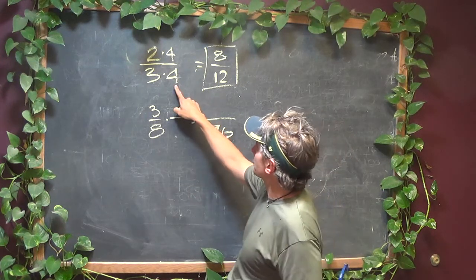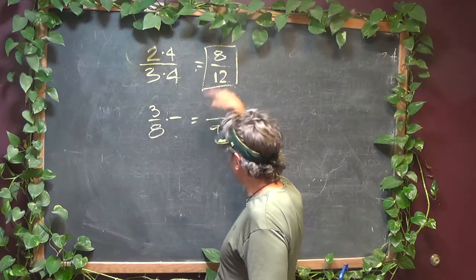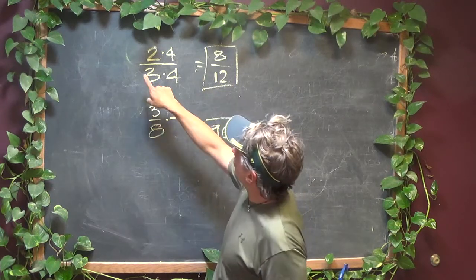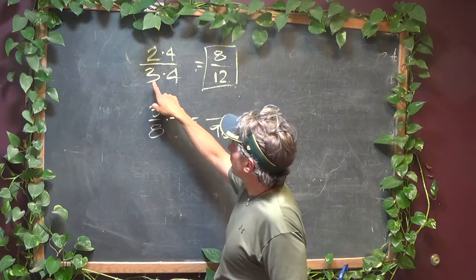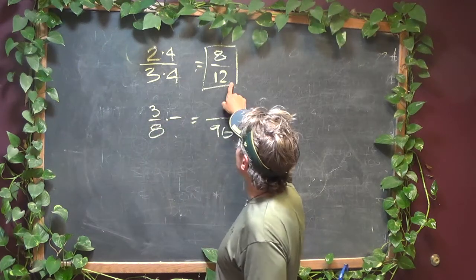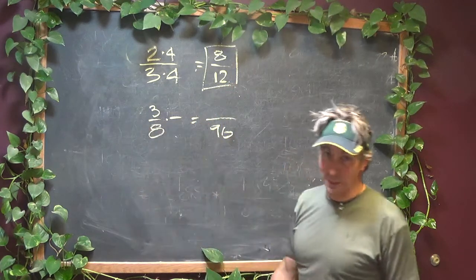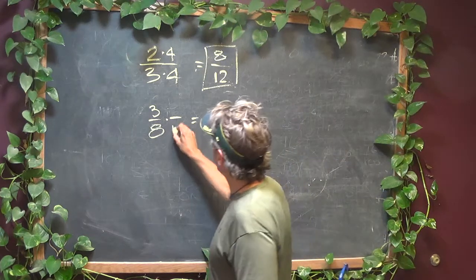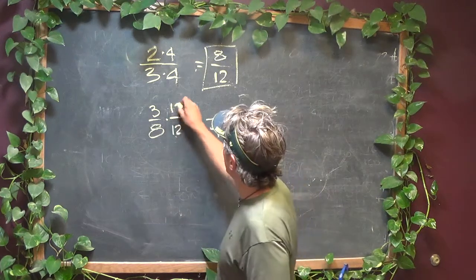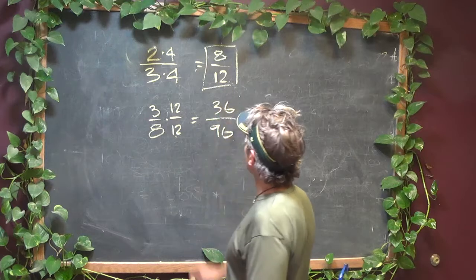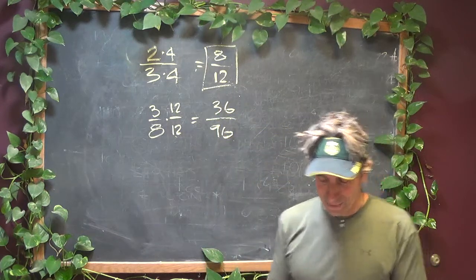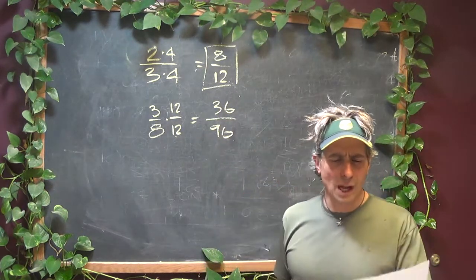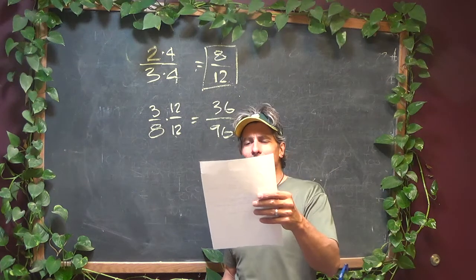But another way to figure out this 4 is to do 12 divided by 3. So take what you've got and divide it into what you need, and that is what you have to multiply by. So you divide that into that, you're going to get 12. So it's 8 times 12, so 12/12, and you'll get 36/96ths there.